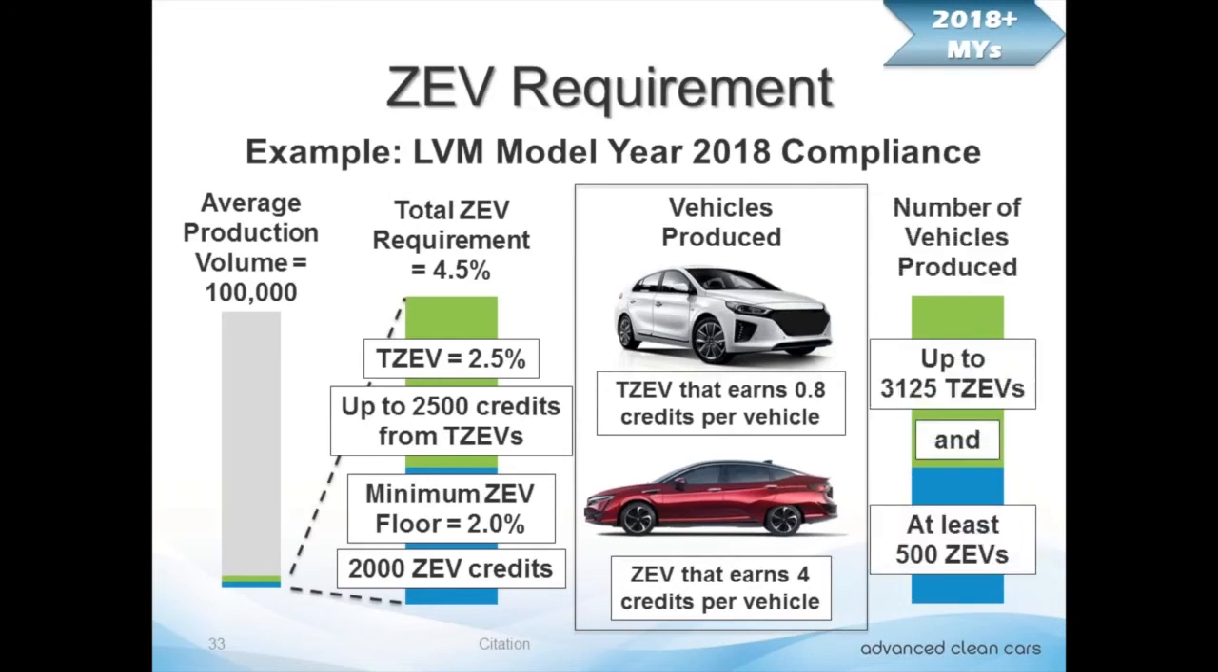As a result, this manufacturer would need to produce at least 500 ZEVs and could produce a maximum of 3,125 TZEVs in order to meet their requirements. This manufacturer could choose to produce all ZEVs. The ability to meet a portion of their requirement with credits from TZEVs is a flexibility. As always, there are additional flexibilities given to small volume manufacturers.